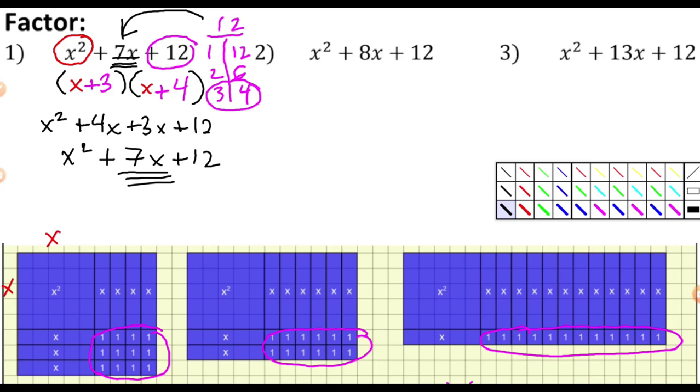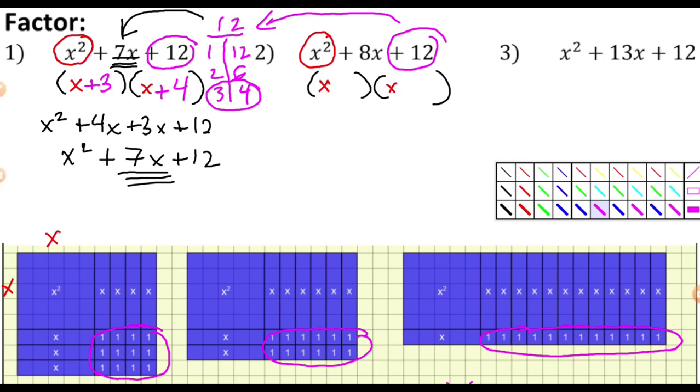Next problem will probably go a little bit faster. So let's factor this problem. We have x squared plus 8x plus 12. First of all, how do you make an x squared? Well, x squared will be x times x. How do we make a positive 12? We're just going to use the same little table that we have over here. So we can do 1 times 12, 2 times 6, or 3 times 4.